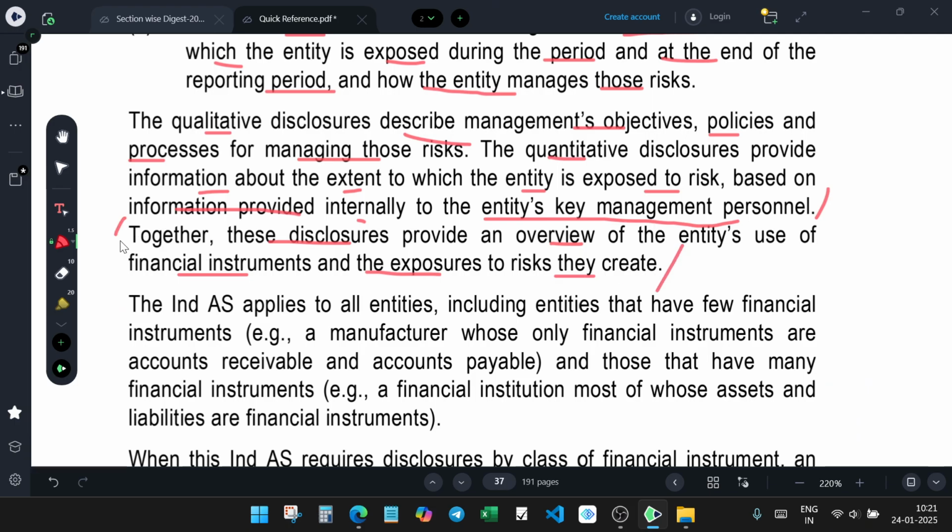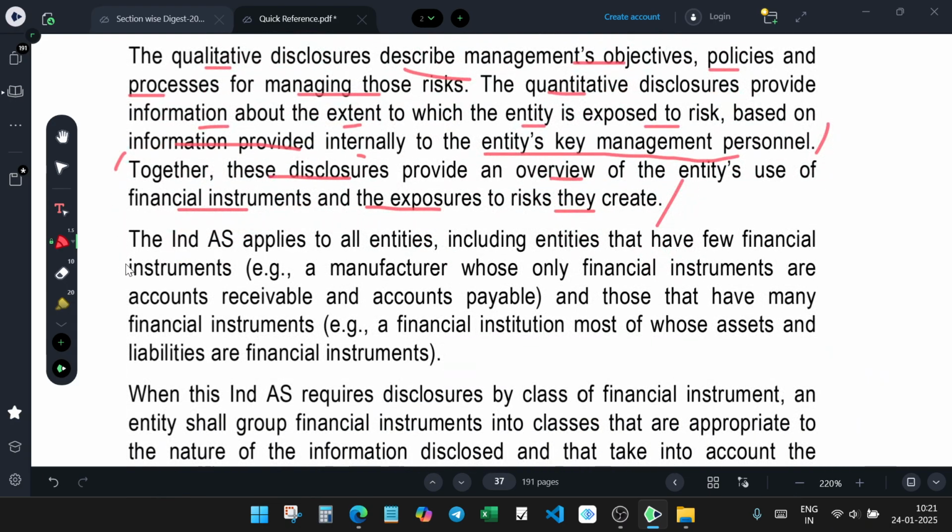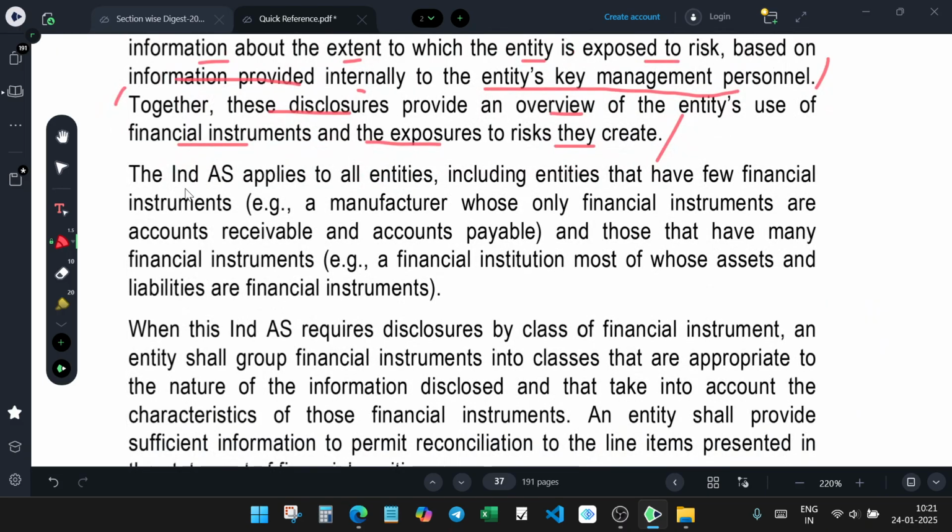So there are two types of risk: external risk and internal risk. The risk that arises internally is mentioned in the qualitative disclosure report. Qualitative and quantitative, there are two things. Quantitative is the extent of risk based on the information provided by the entity. Usually, quantitative is the amount of information you get, and qualitative is the quality that this information gives. That's what it means.